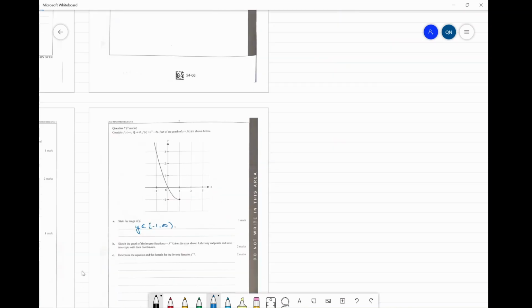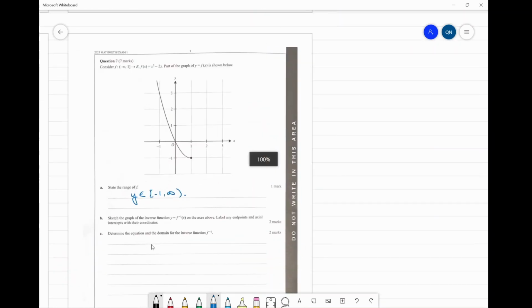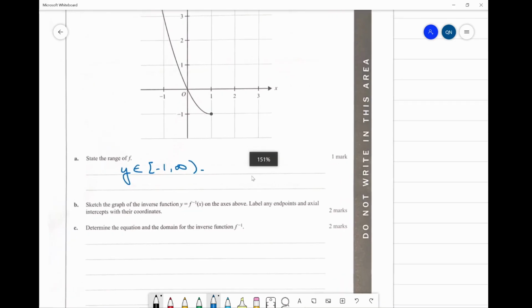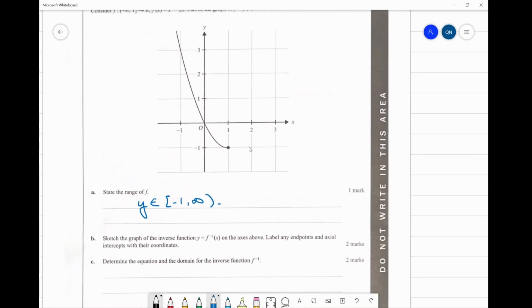1 mark. Sketch the graph of the inverse on the axes above. So how can you get the inverse? Well, we'll just map all the points over and flip the x and y coordinates. So we have the endpoint over here at -1, 1. The function crosses through the origin, which means the inverse will also cross through the origin, and we can get another guide point. You know the function passes through -1, 3, which means the inverse passes through 3, -1. So right over here, and we just got to connect the dots.